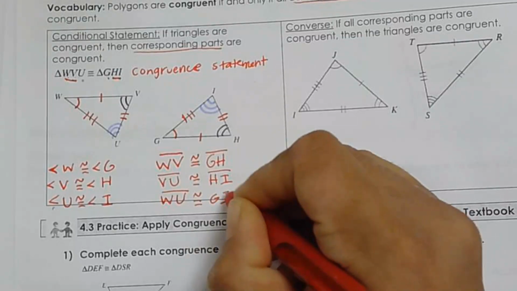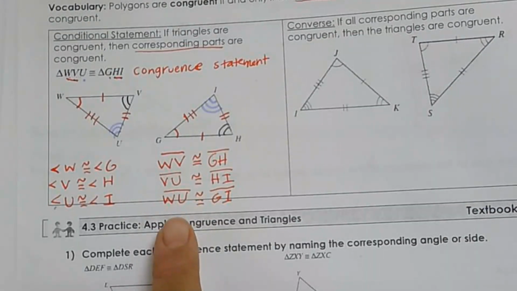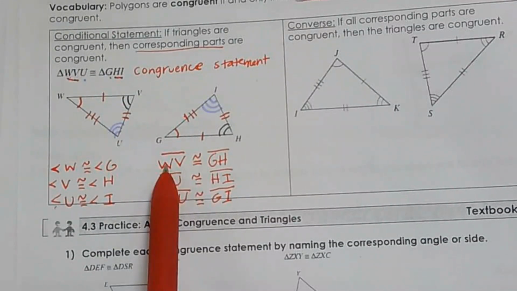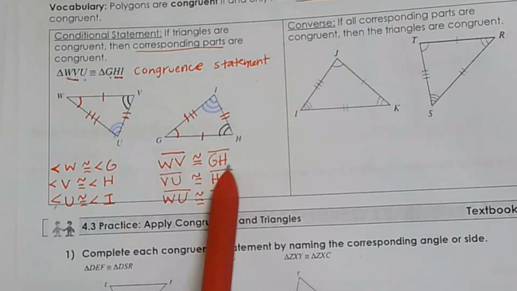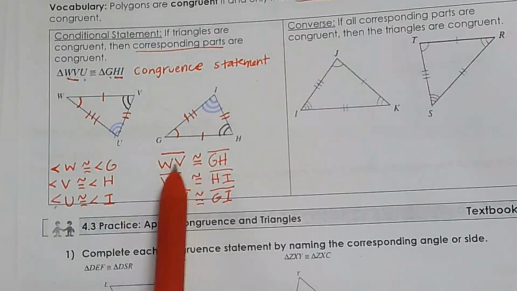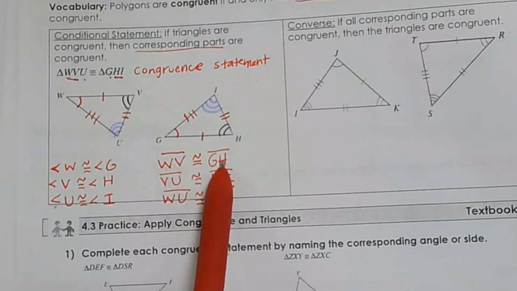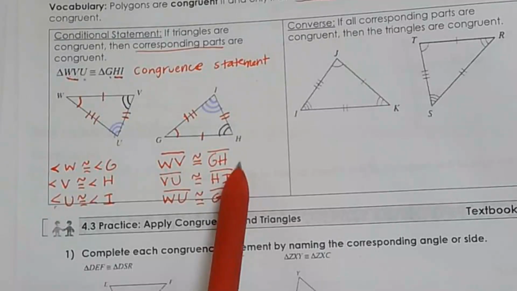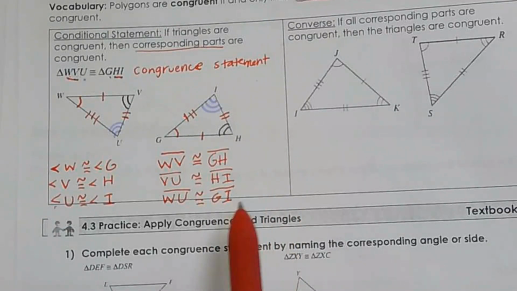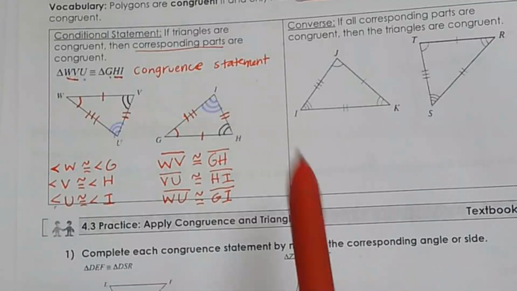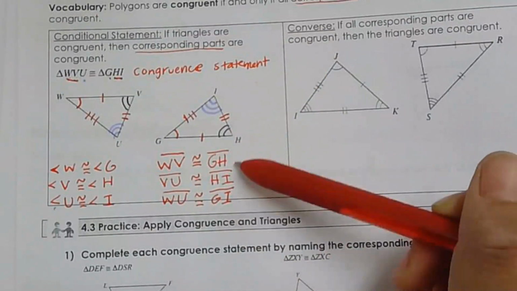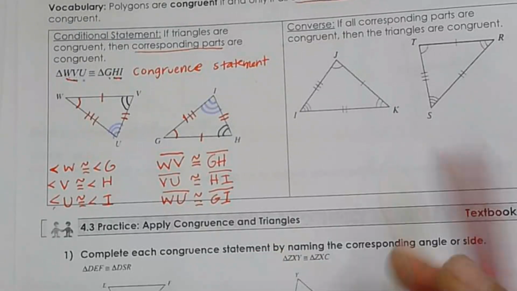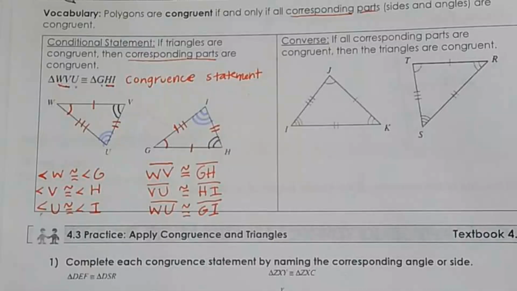What if you switched any of the ones that I have? Like instead of writing WV here, you wrote VW. That is okay as long as you switch the second one as well. So I can't write VW with GH. I could do VW is congruent to HG, and that would be okay too. So it's going to be really nitpicky details right now with making sure we write the correct order on these.